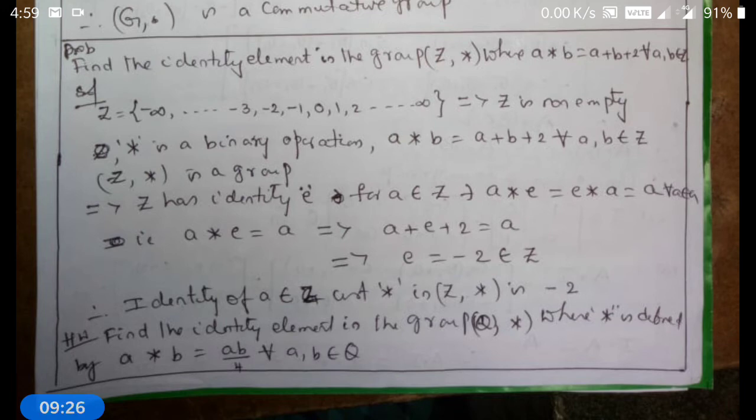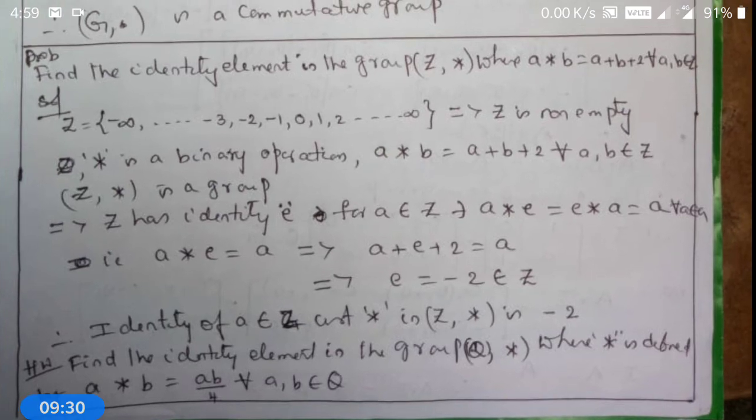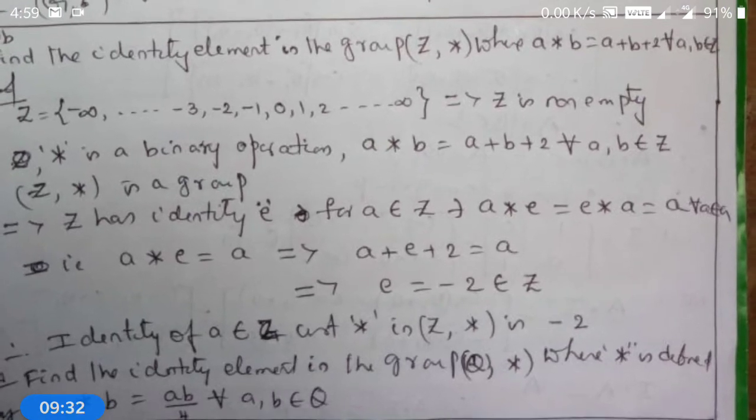Next problem. Find the identity element in the group (G, *) where A * B is equal to A + B + 2 for all A, B belonging to G.